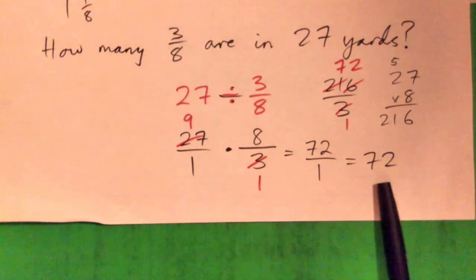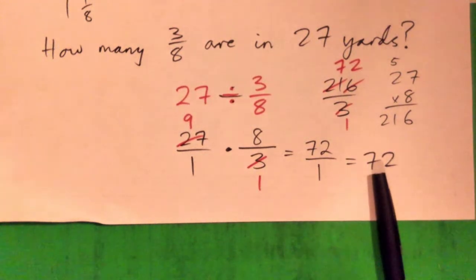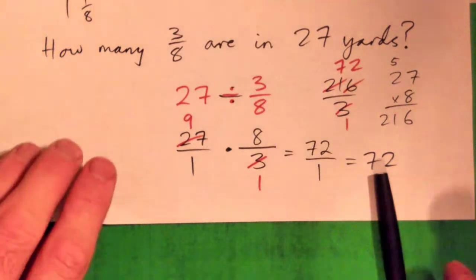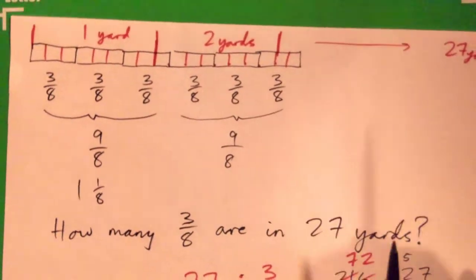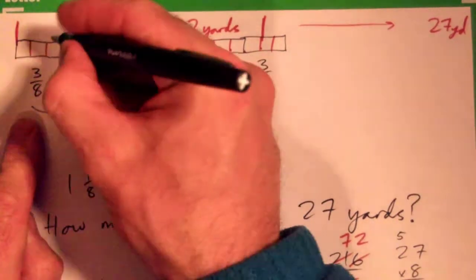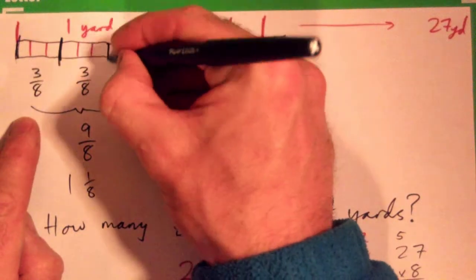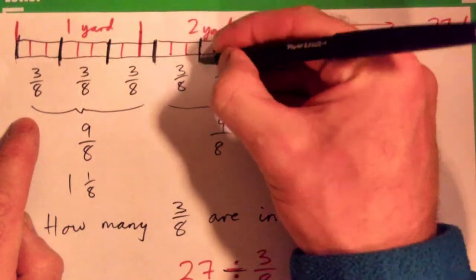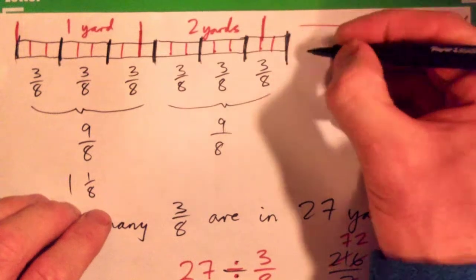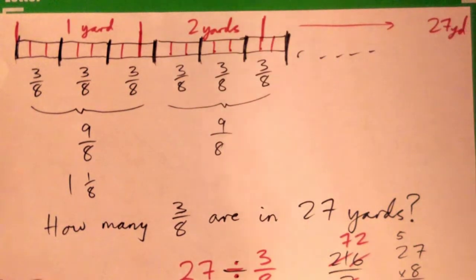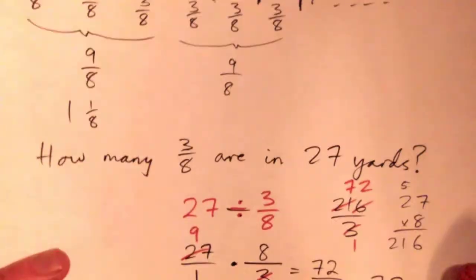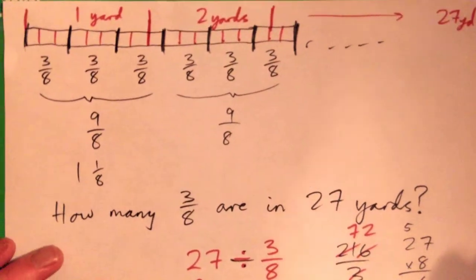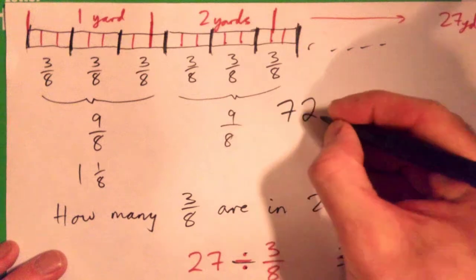Now, what does this mean in real life? The question was, we're making scarves that require 3/8 yards of material each. How many can be made from 27 yards of material? Remember that? We're making scarves. Each one is 3/8. So here's a scarf. Here's another scarf. Here's another scarf. Here's another scarf. And how many of these 3/8 are going to add up to finally make 27 yards? Right? So 72 means what exactly? 72 scarves. Nice.